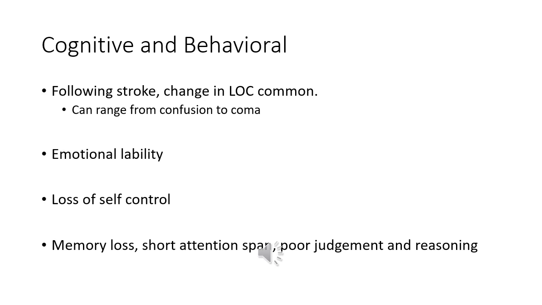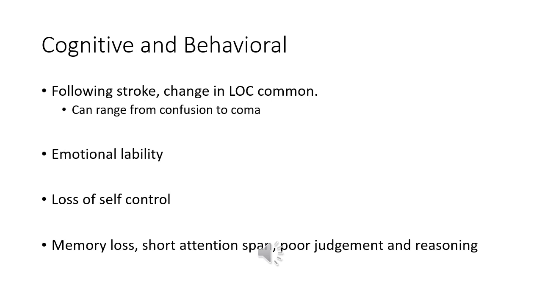These can range from just short-term confusion in the immediate period of a stroke, where the individual maybe loses some of their orientation, all the way to being in a coma. And it could be a coma they never recover from. It depends. Or they could have a stroke that puts them into a coma, and then they come out and they have no real deficits. That's fairly rare, but it can happen.